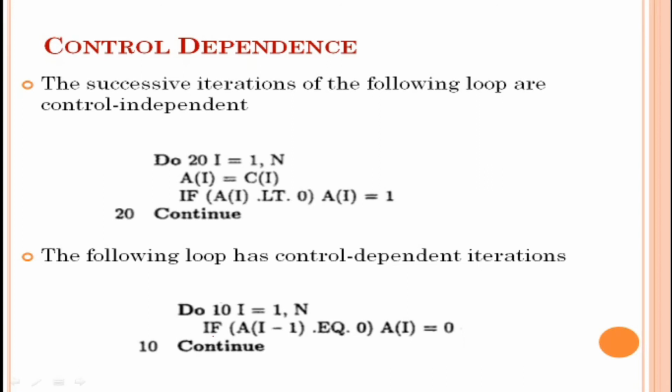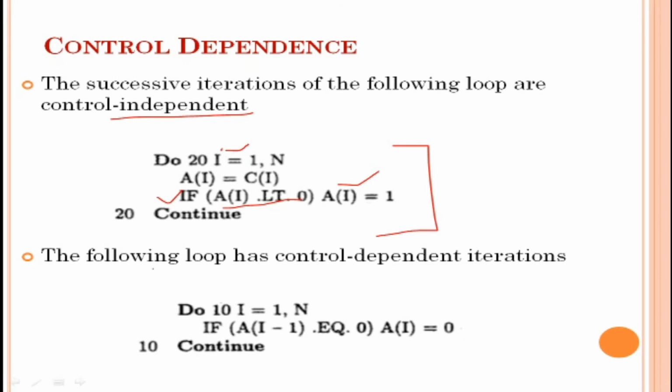Here we can see one example. The first example shows the successive iterations of the following loop are control independent. So these are the control independent statements. How will we see? In this example, we have used a conditional statement, that is if. I'm going to assign I equal to 1 here. So the value 1 is assigned to I. And then A of I, that is A of 1, is equal to C of 1. If A of 1 is less than 0, then we perform A of I equal to 1. So this conditional statement is control independent.